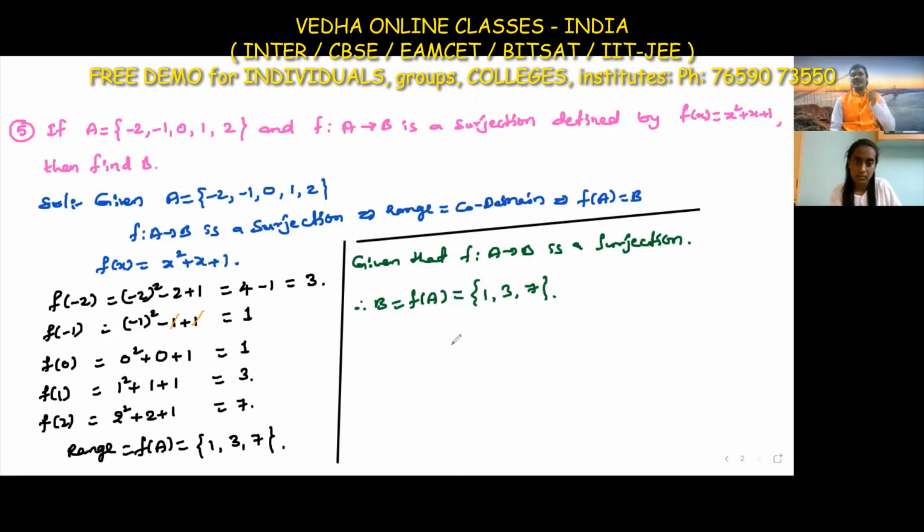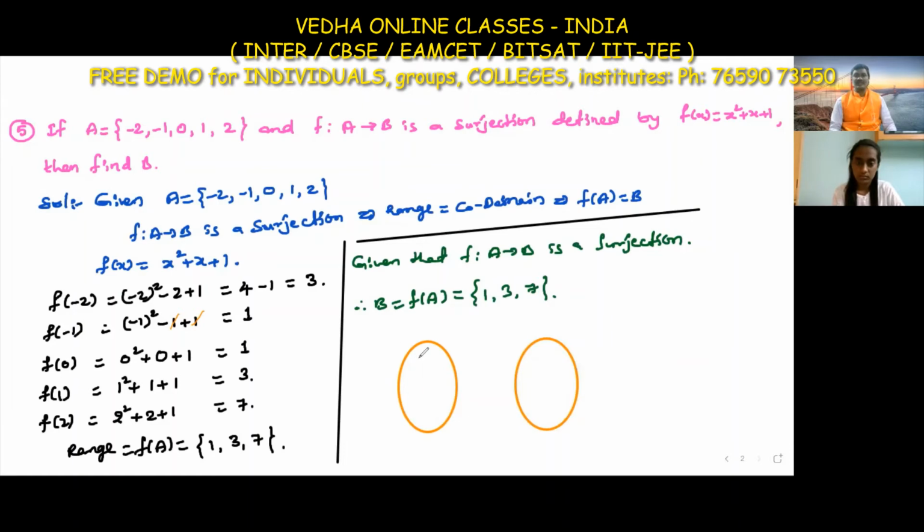Fine. So the value of B is 137. So this is the required solution. Briefly, I'll give a Venn diagram also, so that you can understand well. This is extra, not compulsory. The Venn diagram is not compulsory.